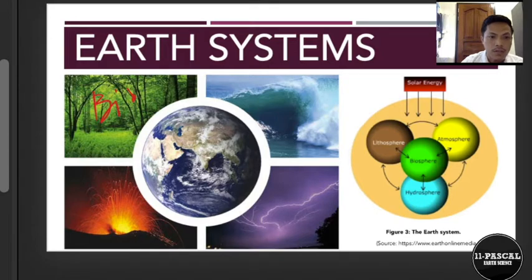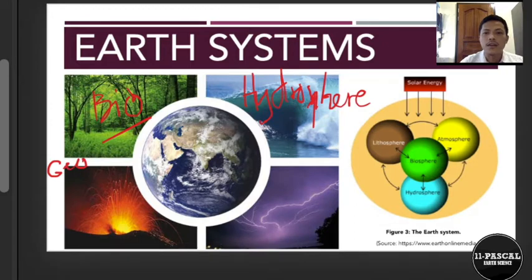Okay, biosphere. And then here we have the hydrosphere. Next, we have the inner portion of the Earth composed of the lithosphere. So we have the geosphere. Okay, we are going to write it here.